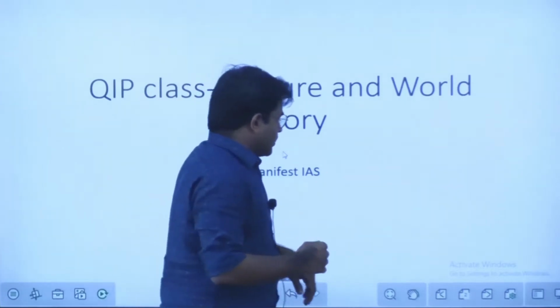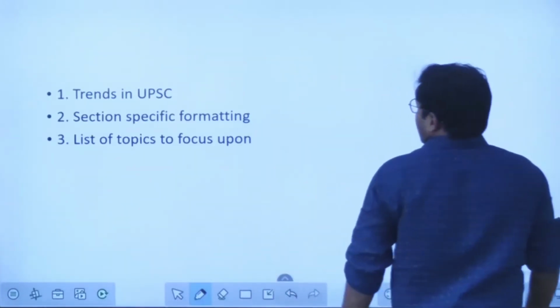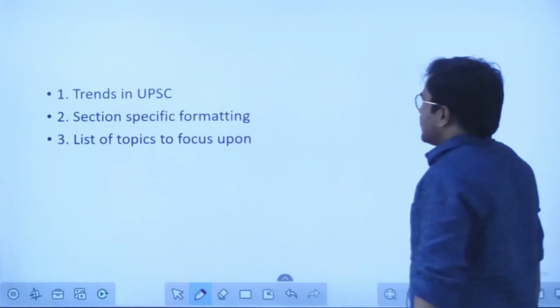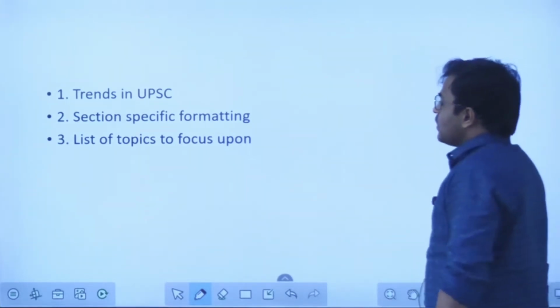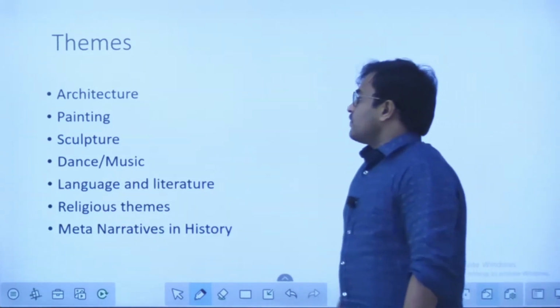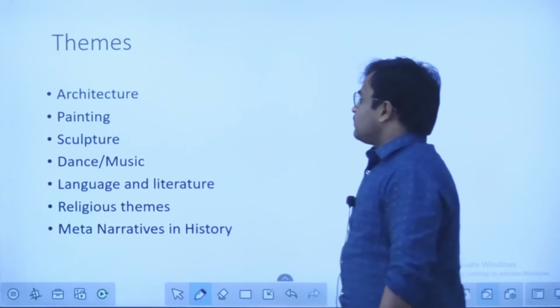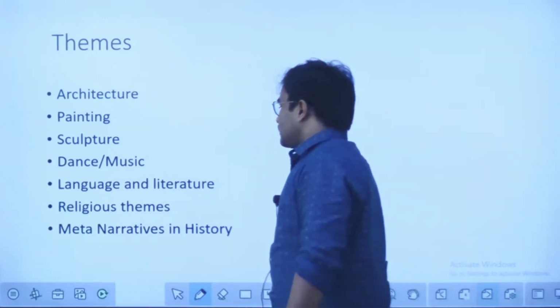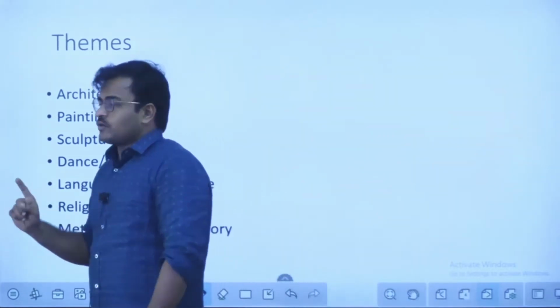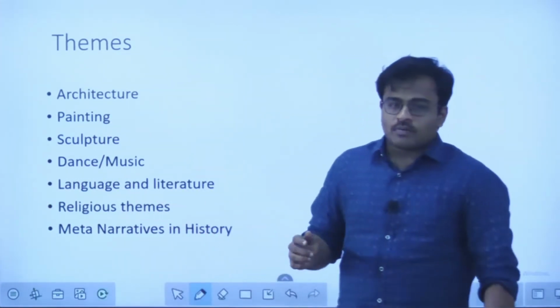First and foremost, we are going to talk about the trends in UPSC, section specific formatting, and list of topics to focus upon. 3 areas we need to focus upon. So when it comes to the broader themes, they are architecture, painting, sculpture, dance, music, language and literature, religious themes, and meta narratives in history. Yes, I'll give it. It's not a problem for me.